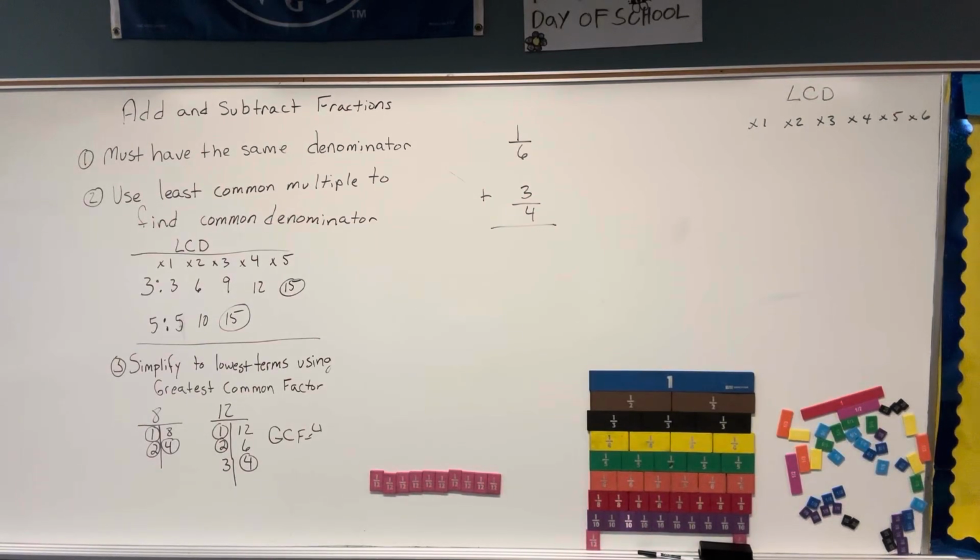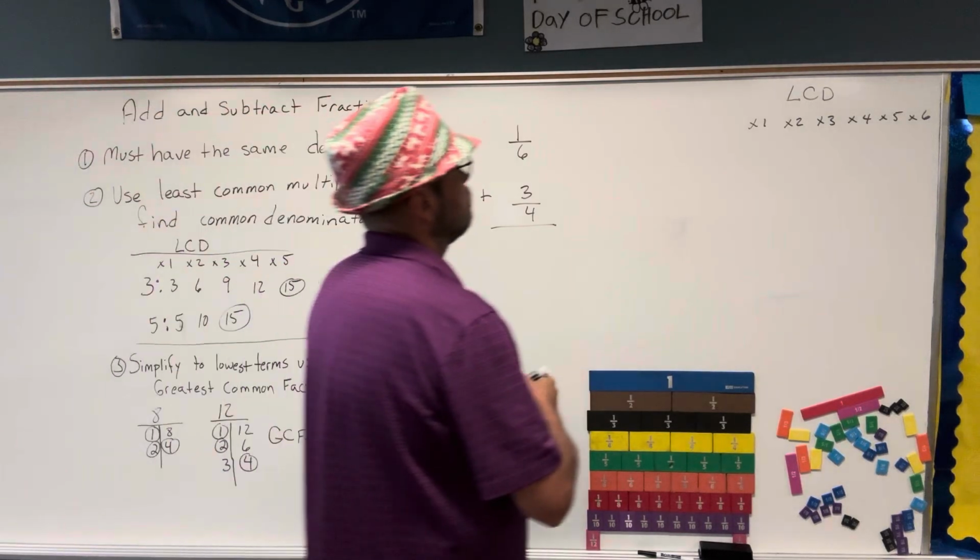I have the problem 1/6 plus 3/4. I cannot add them the way they're currently written because they do not have the same denominator. So I'm going to find the least common denominator for 6 and 4.